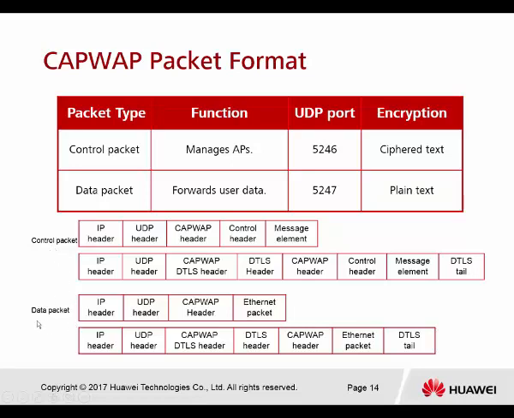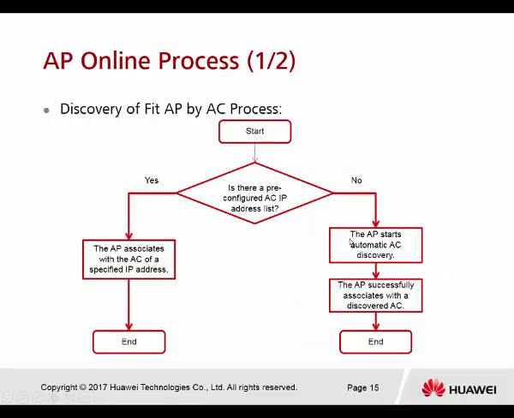Okay, and this is for the data packet. AP online process: discovery of the fit AP by the AC process. Is there a pre-configured AC IP address in the list? Okay, so this is happening to the AP.